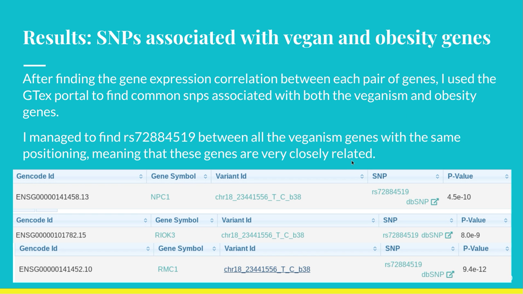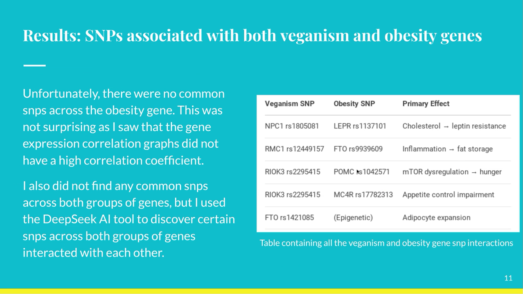These are the SNPs associated with vegan and obesity genes. I found one similar SNP across all the veganism genes, which was RS72884519, and the positioning is the same, and the p-value is very low. Right here are the SNPs associated with both veganism and obesity genes. So I didn't find any common SNPs across the obesity genes.